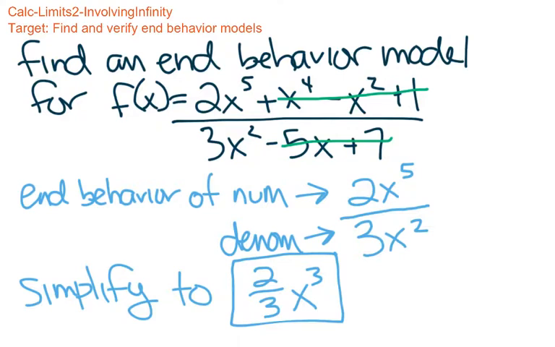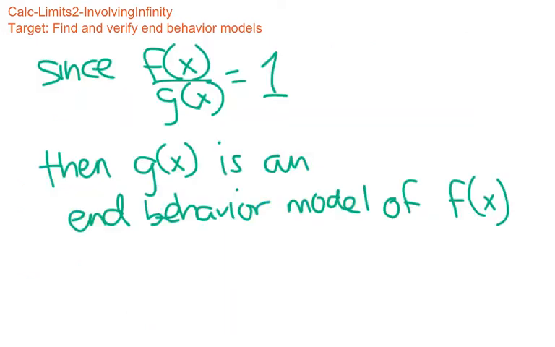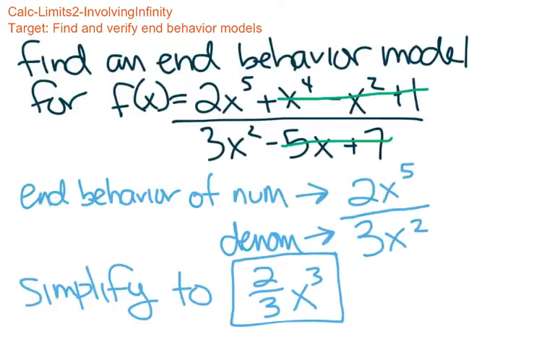Another thing that would be really interesting is if you enter this f of x as like y1 in your calculator, and then this one as y2, and then you could divide them in the calculator, and then it would show you just a constant line. And if it is indeed a constant line, if it's 1, going back to this, if the quotient is 1, then that gives you an end behavior of that function. Okay, so that's finding and verifying end behavior models.